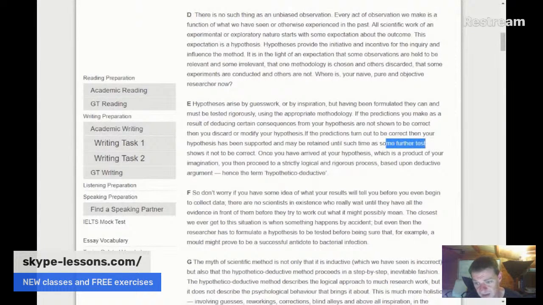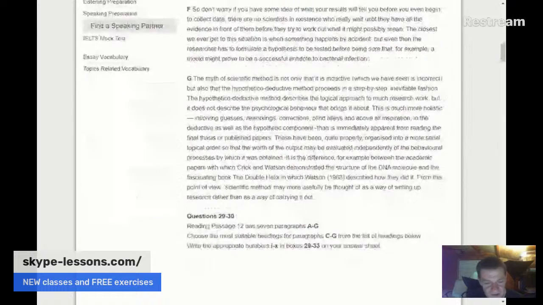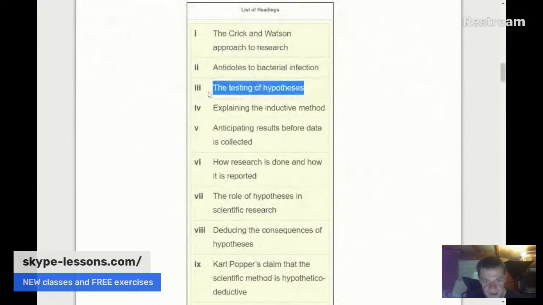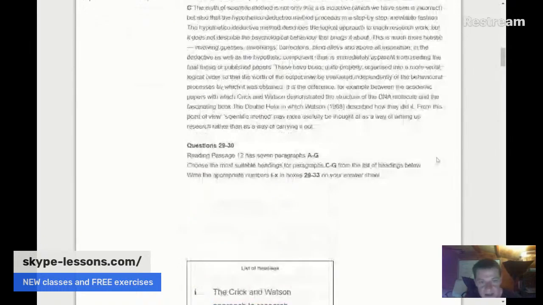And look, you've got test again in the middle, as some further test shows it not to be correct. And it's all about modifying your hypothesis if you test it and it turns out to fail. It doesn't work, your hypothesis. So this is definitely number 3, the testing of hypotheses, for E. Let's go on to F.